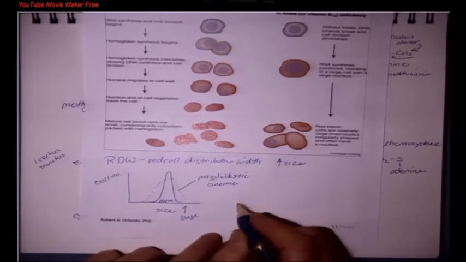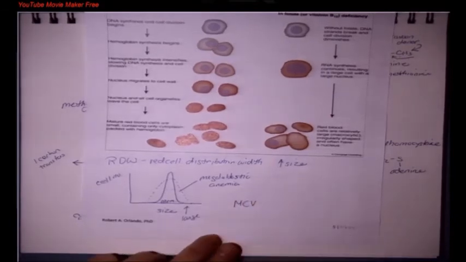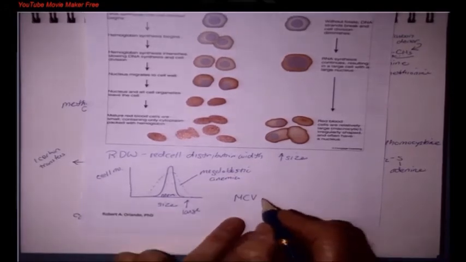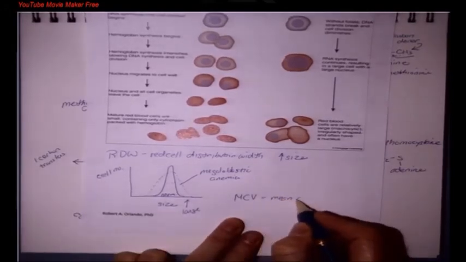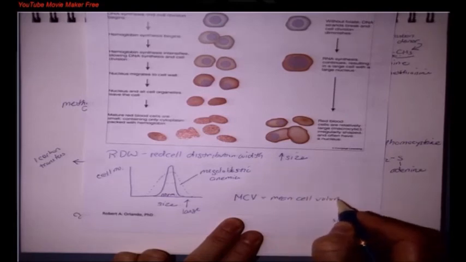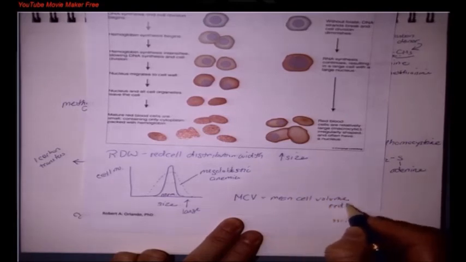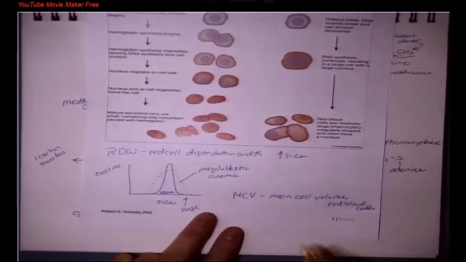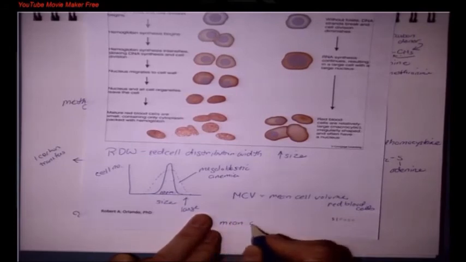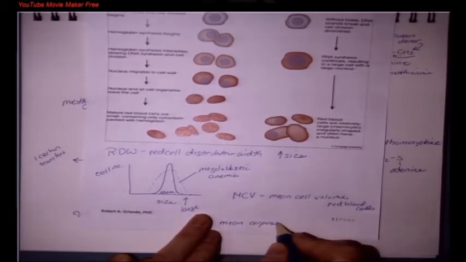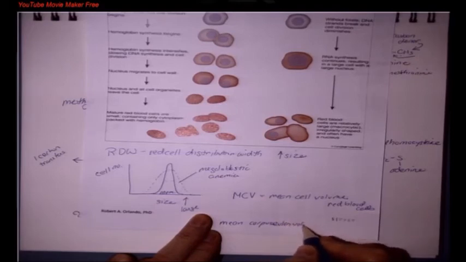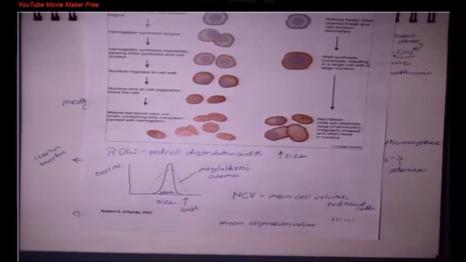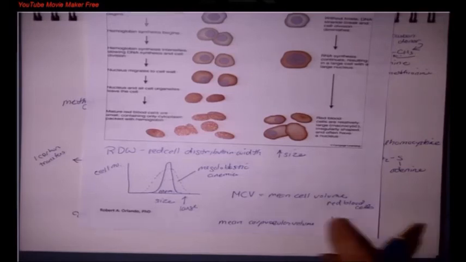The other one is MCV. I like to call this mean cell volume, because this is the volume of the red blood cells. What the C stands for in the old days is mean corpuscular volume. Because in the old days, red blood cells were called corpuscles. I have no idea where that came from. It's way before my time. So I like to call it mean cell volume.